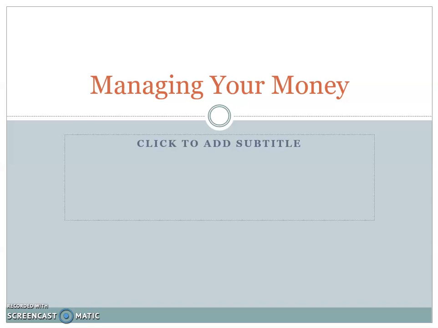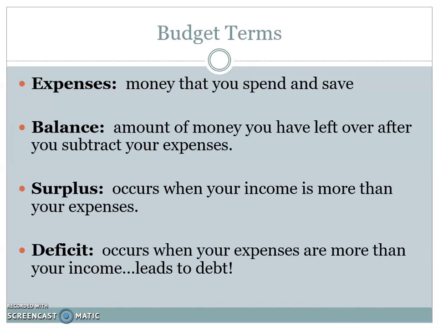Just a few terms to get us started when it comes to money. If you want to write these down in your notes or just refer back to these notes when the test comes. Expenses, that's just money you spend and save, right? We all have expenses that we have to pay. Balance is the amount of money you have left over after you subtract your expenses. And a surplus is good. That's all the money you have left over. Deficit is bad. We don't want a deficit. That's going to occur when your expenses are more than your income, which would lead to debt.